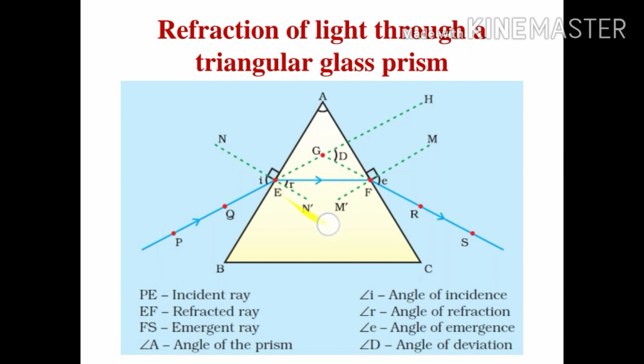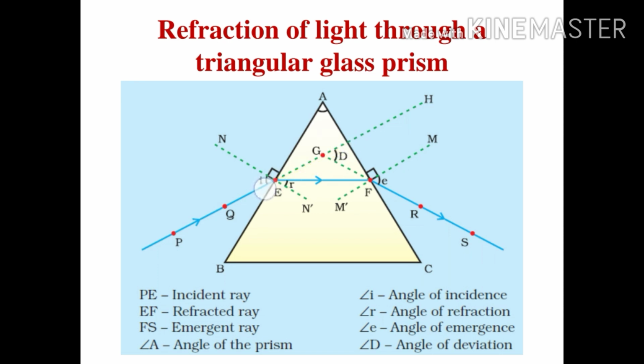Now this is the normal. This is perpendicular to this surface of the prism. Now, here is air, and the prism is made up of glass, so here is glass. Air is rarer and glass is denser. This ray of light goes from rarer to denser, so according to the rules of refraction, it will bend towards the normal. It would have gone in this direction, but as it is going into a denser medium, it will not go in this direction.